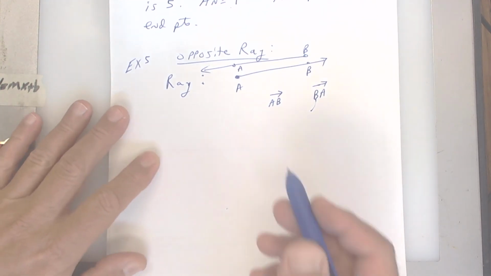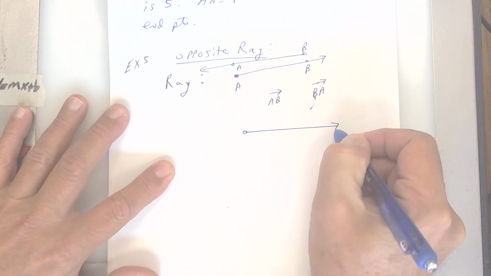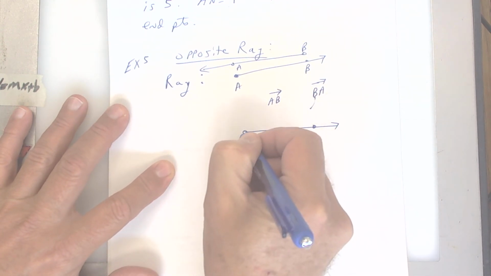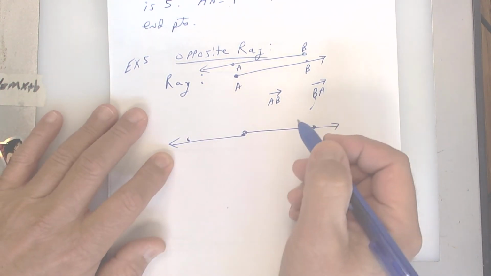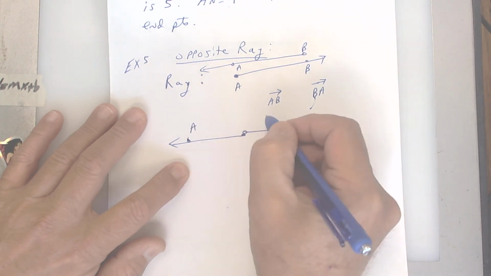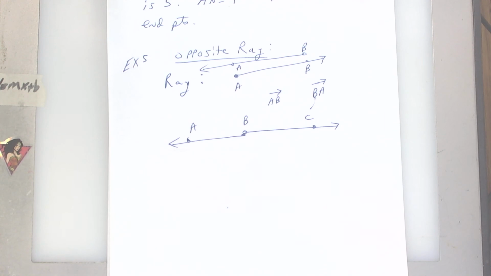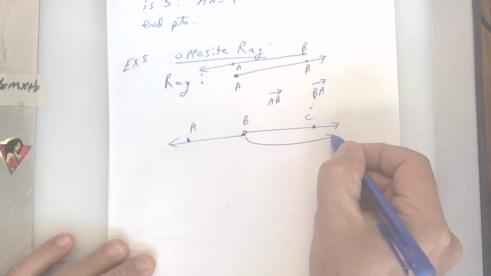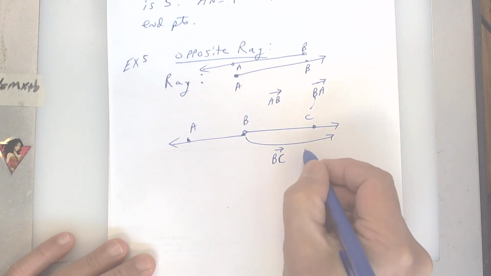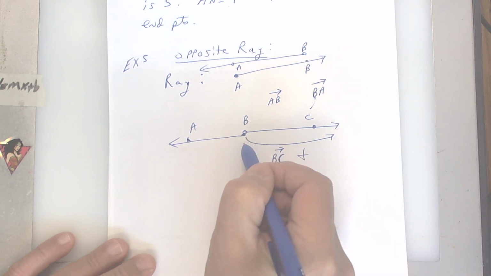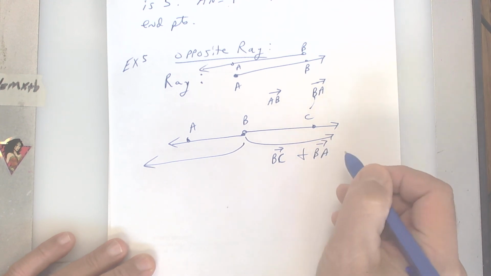So opposite rays, which is what we're talking about here, one is going to go one way, and the other one is going to go the other way from the same point, which makes it opposite. So let's name it ABC. Opposite rays would be ray BC, and you label it like that, and the opposite ray would be ray BA. Notice they both start from the same endpoint.